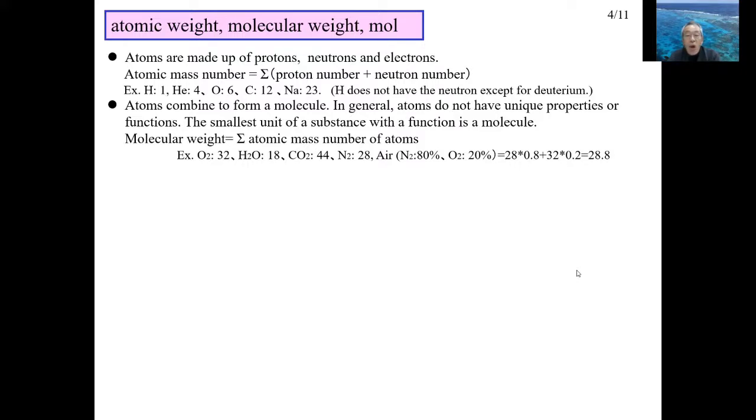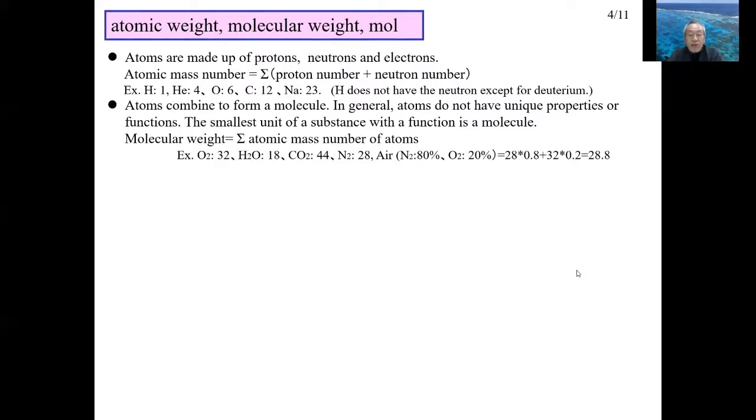An oxygen molecule is made up of 2 oxygen atoms with a mass number of 16. So its molecular weight is 16 times 2 equal to 32. A water molecule has 2 hydrogen atoms and 1 oxygen atom combined together. So its molecular weight is 18.